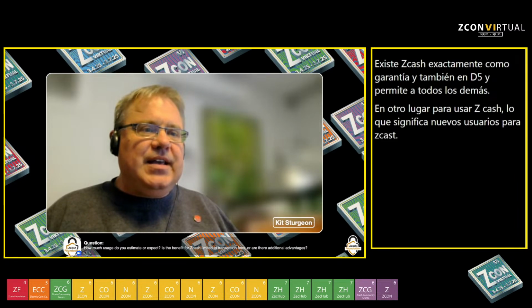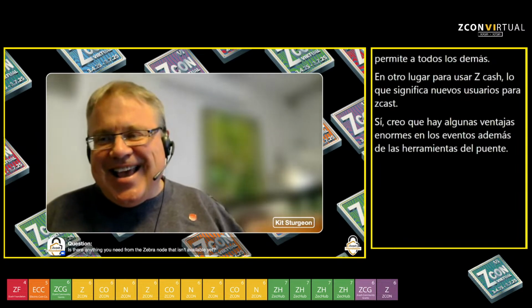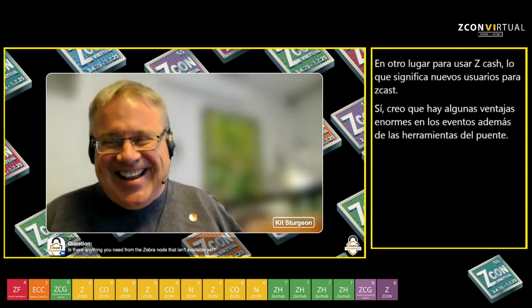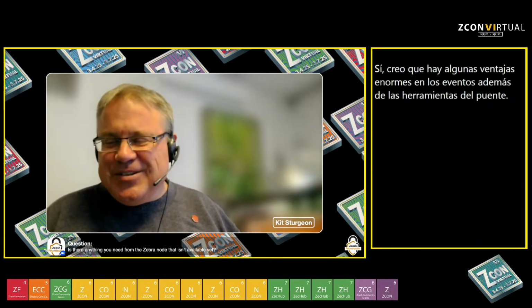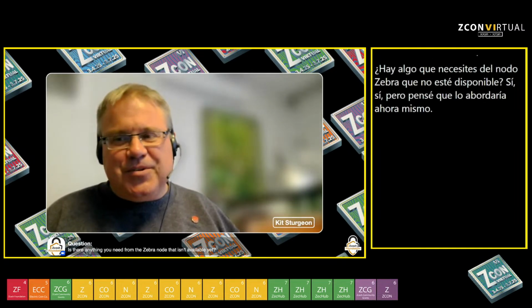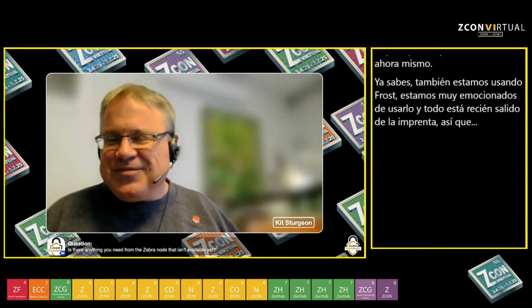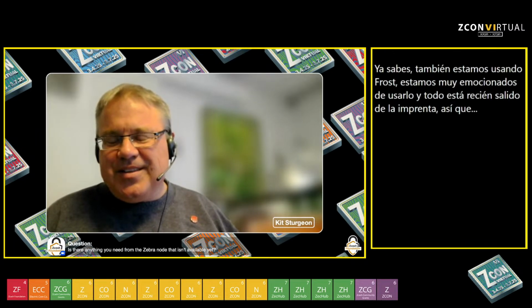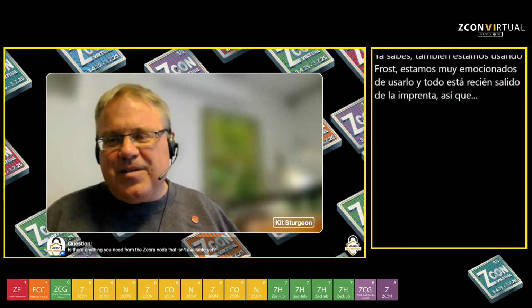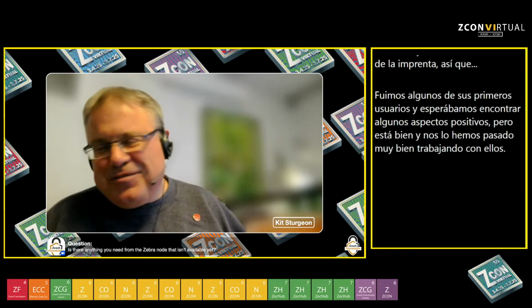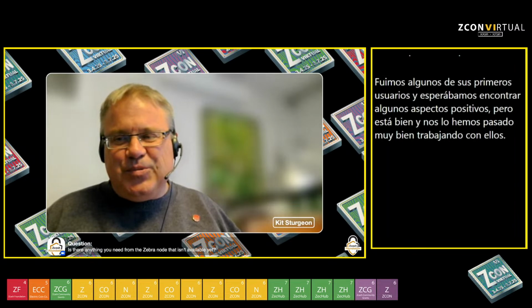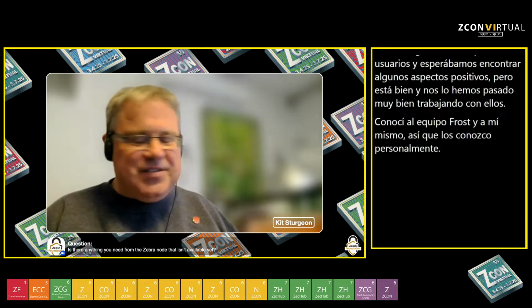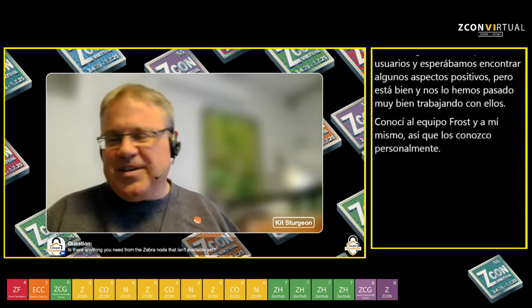Is there anything you need from Zebra Node that isn't available? Yes, but I'm not going to go into it right now. We're using FROST as well. We're super excited to use FROST, and everything's hot off the press, right? So we're some of the first adopters, and we expect there to be some rough edges. That's fine, and we've had a really nice time working with the FROST team. I've met them, I know them personally, and they're great people to work with. And yes, I'm sure we will have some contact with the Zebra team as well.